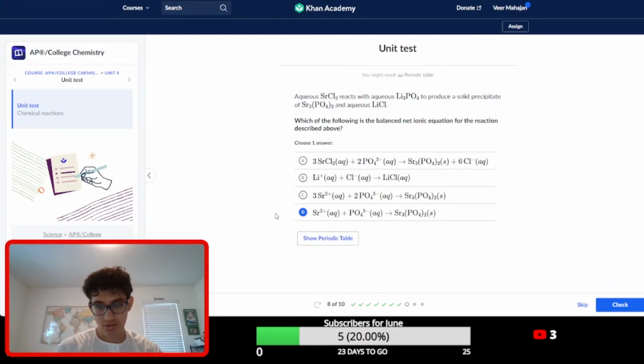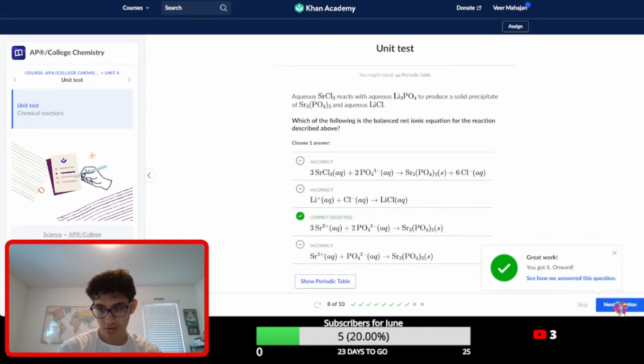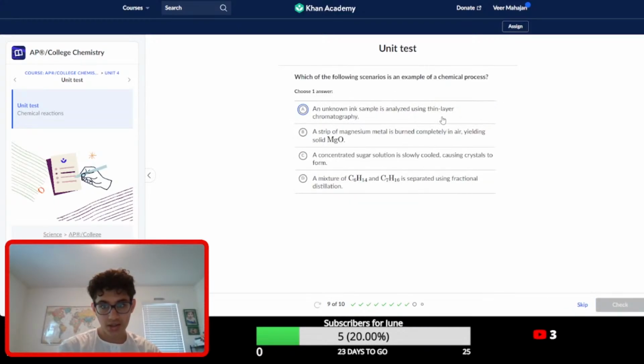Actually, no, this is wrong. The charges don't balance out, so it has to be this one then, right? Because this is +6, -6, and this is neutral, so those will cancel out. So that's correct. Next one, it's a chemical process.